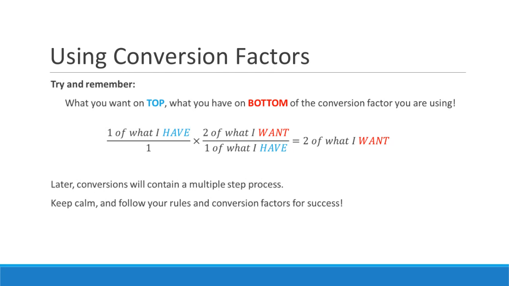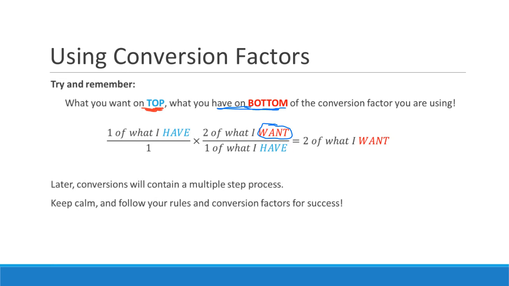So this is going to be the key thing to remember if you remember nothing else about conversion factors. Try and remember this: what you want goes on top of the second fraction, and what you have goes on the bottom of the conversion factor you were using. I think I messed up my colors here. I'm so sorry, that's a terrible editing mistake. So this should actually be the red, and this should actually be the blue.